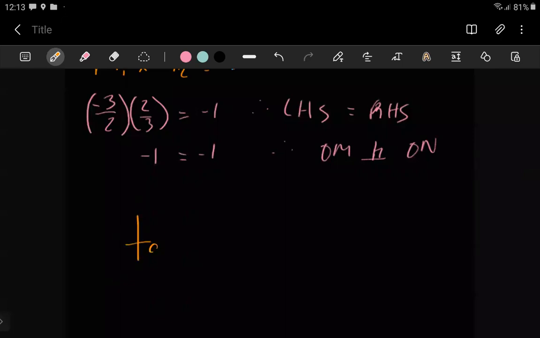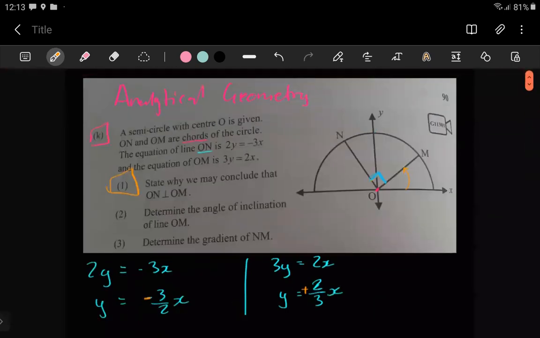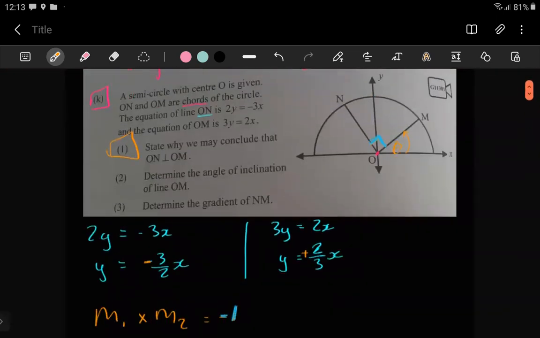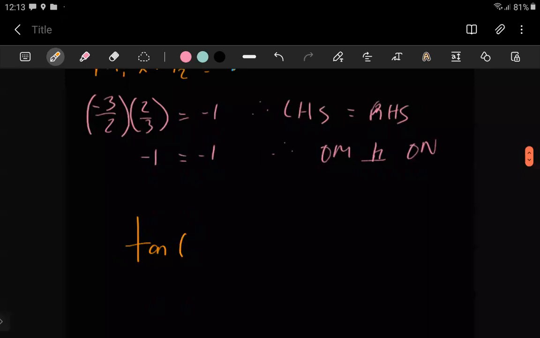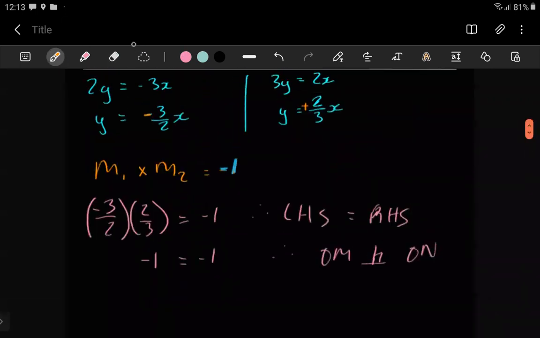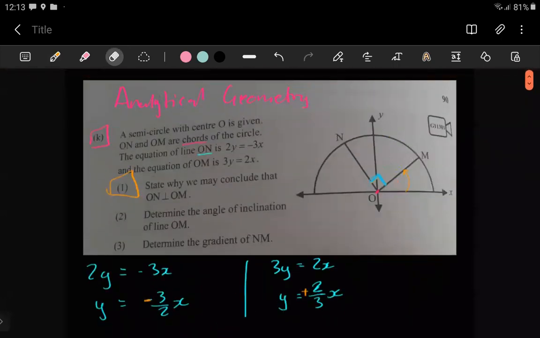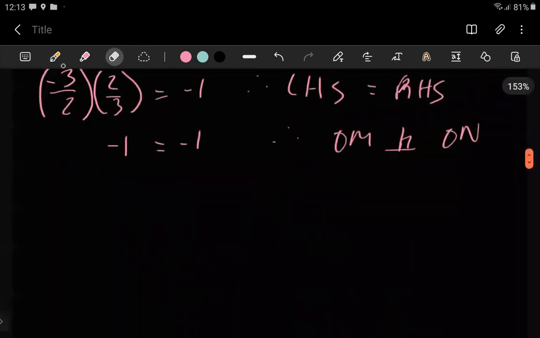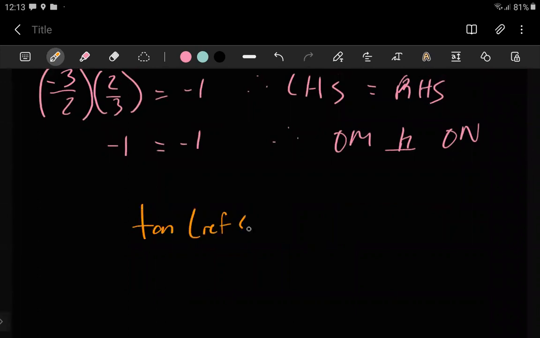So tan, your angle of inclination, let's just name it theta. Let's just say tan theta is equal to m, right? Normally what I prefer doing is, it's easier to just say tan of the reference angle is equal to m, the gradient.